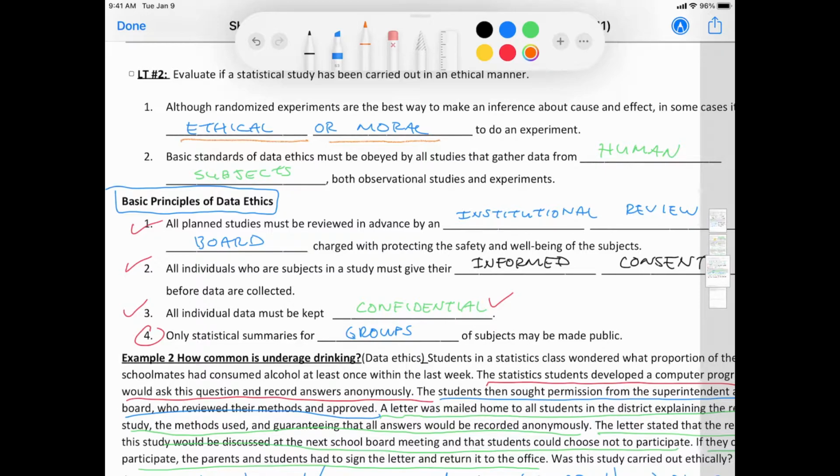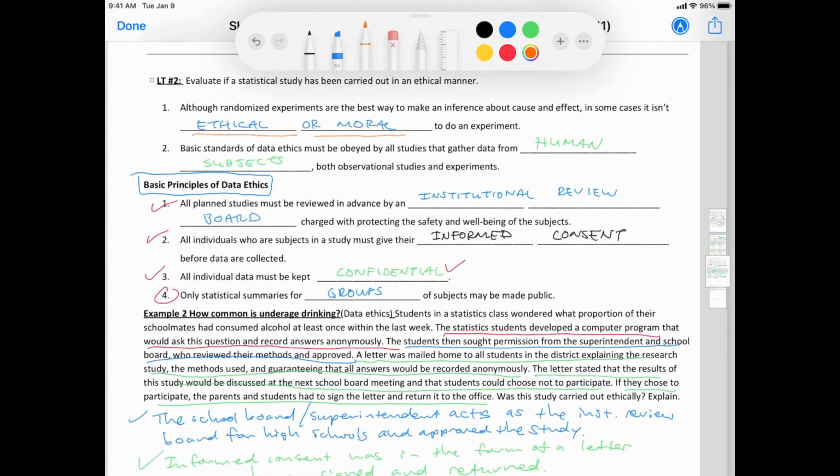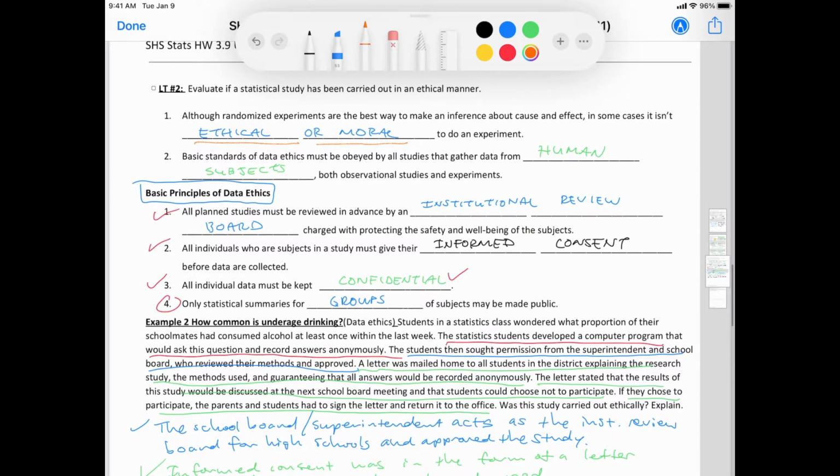Basic principles of data ethics. Number 1, all planned studies must be reviewed in advance by an institutional review board charged with protecting the safety and well-being of the subject. So you've got to have someone who's looking after you, like a big brother looking after you.